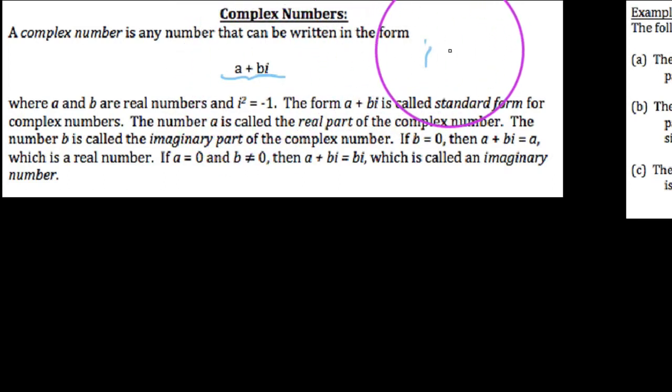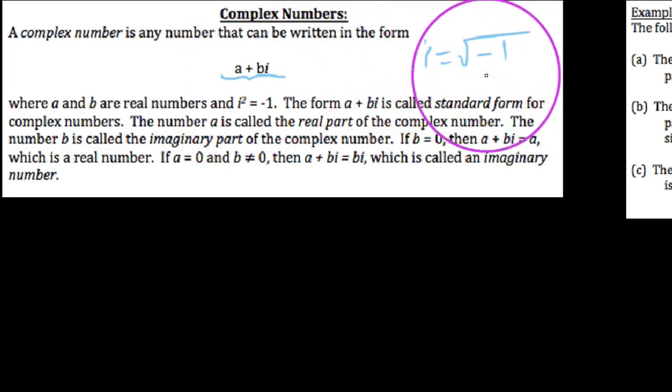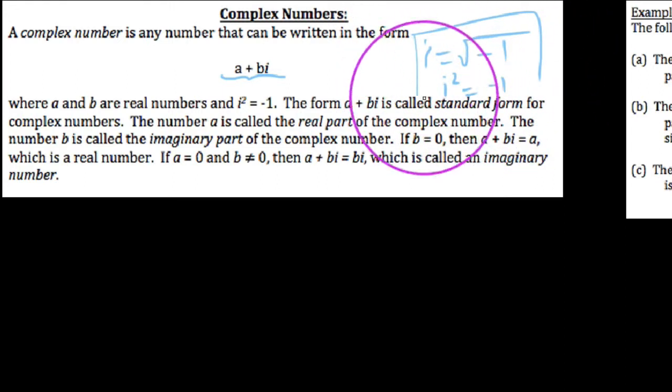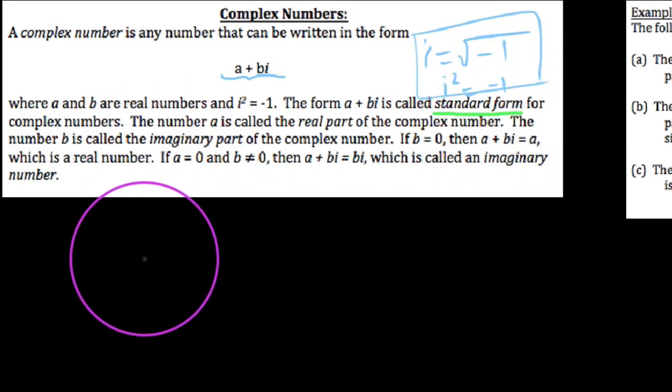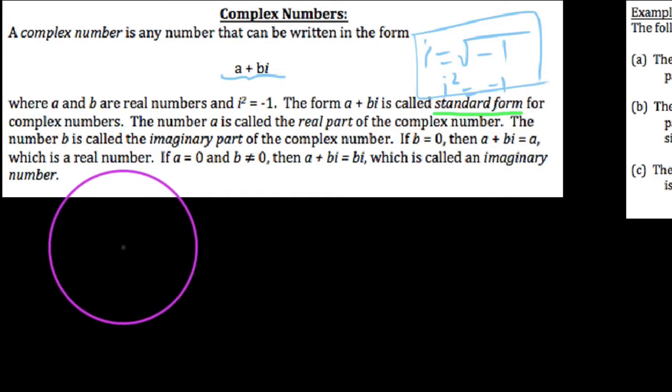That is, i, our imaginary unit, is equal to the square root of -1. So i squared is equal to -1. These two things are fact going into this, okay? But we refer to this as being the standard form of a complex number, okay? This a plus bi form. It's really important that we know what standard form means, because we're going to be writing all sorts of complex numbers in standard form, okay?